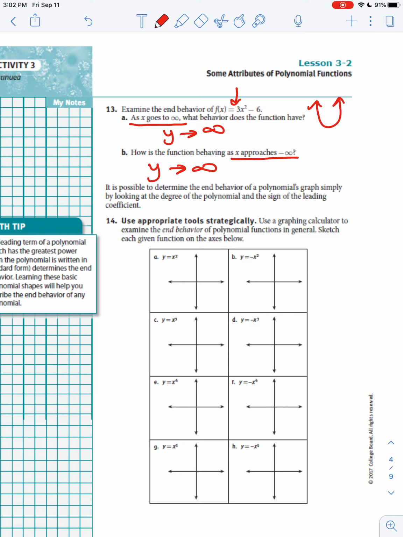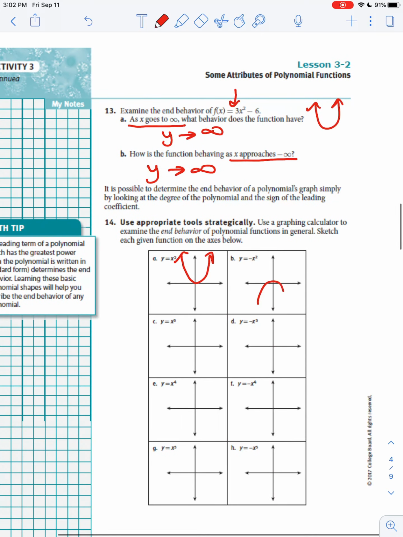It is possible to determine the end behavior of a polynomial's graph simply by looking at the degree of the polynomial. So one of the things you want to do is familiarize yourself with the different shapes of the graphs. I want you to copy these down. Normally I would say, let's graph them all on the graphing calculator and explore, but we just don't have that kind of time right now. So I'm just going to have you put them in. First we're going to do our quadratic. When you have y equals x squared, that looks something like a U, like that.